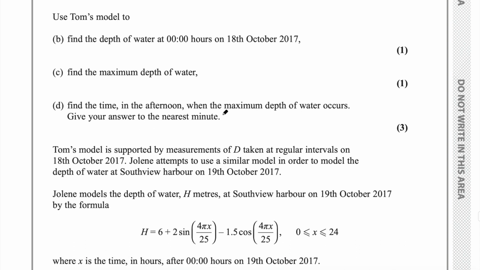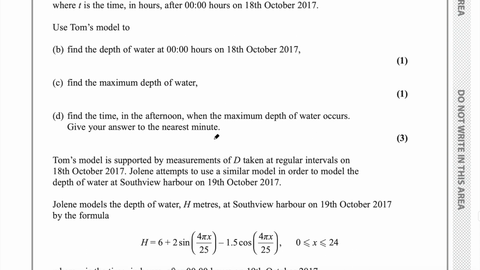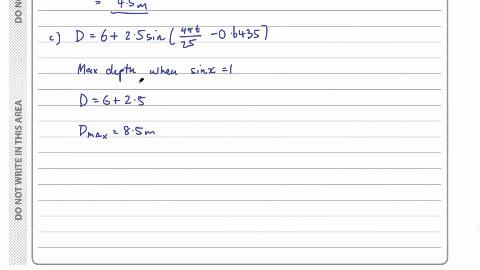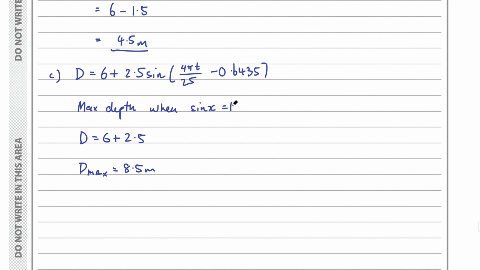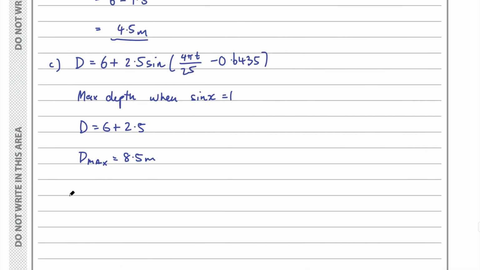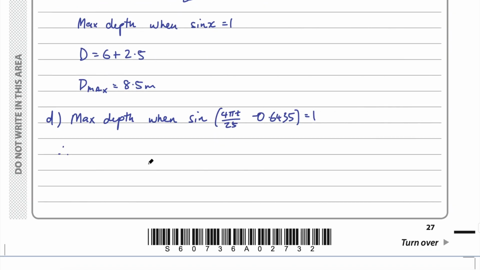Part D says find the time in the afternoon when the maximum depth of water occurs. Give your answer to the nearest minute. Okay, so we've said the maximum depth occurs when sine of this equals 1. So we could use that fact again in part D. So let's state that again, just to show we know what we're doing. So the max depth when the sine of all of this, 4 pi t on 25 take 0.6435 equals 1. So therefore, what will this equal? When does the sine of an angle equal 1? Well, when all of this equals pi on 2. That's when the sine function equals 1.